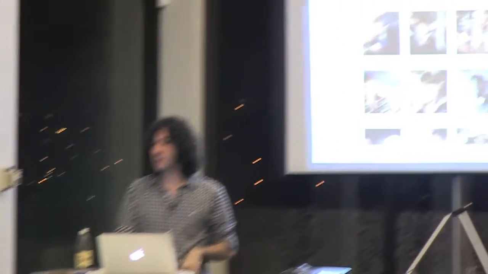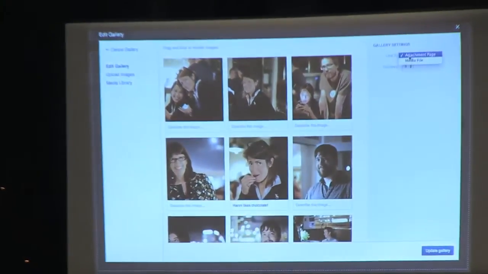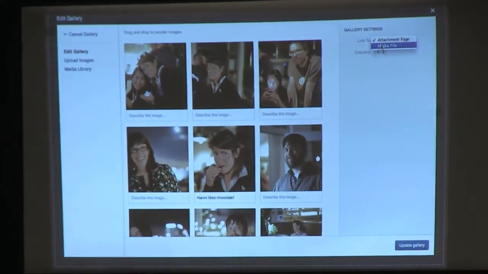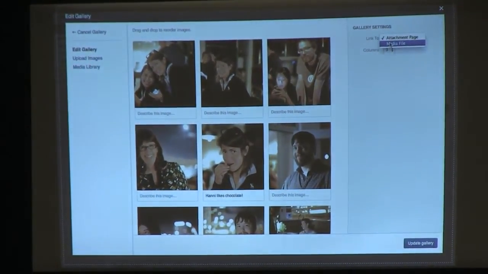There was a question right around here, and that one back there. So on the front end, looking at it, what happens when you click on it? So the question is, what happens when you click on a gallery image on the front end? And that actually is something that you define in the modal. So you hit Edit, and you have gallery settings up here, and it tells you where they link to. So you can either have them link to an attachment page or a media file right now.